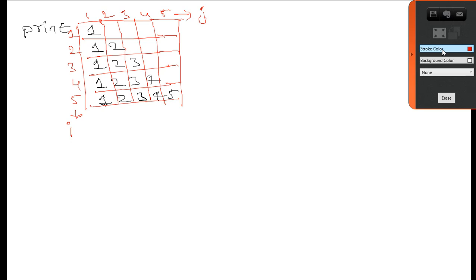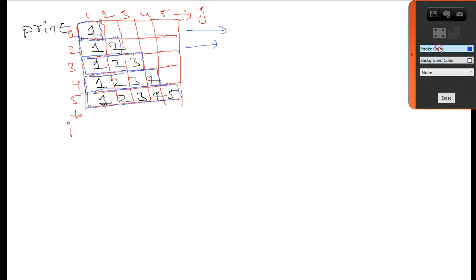But what is the problem here? If you observe carefully what is happening in this case, in this first row, only one column of numbers you are printing. In the second row, only two columns of numbers you are printing. Third row means three columns. Fourth row means four columns. Fifth row means five columns. So the number of columns for each row, that is what is changing.